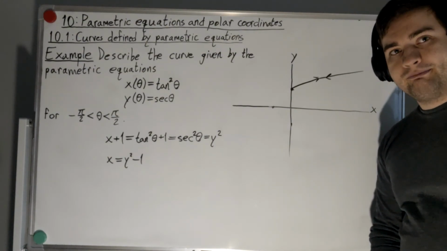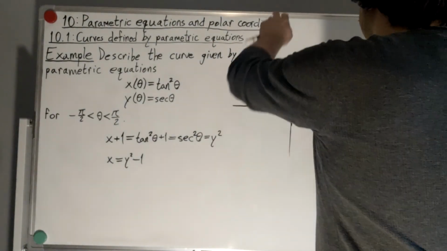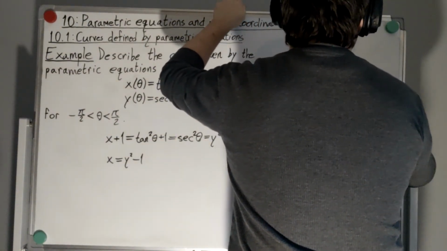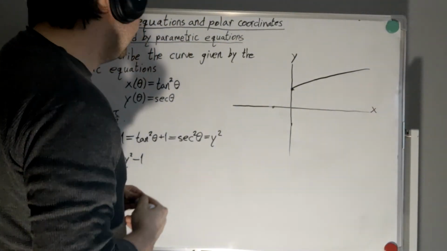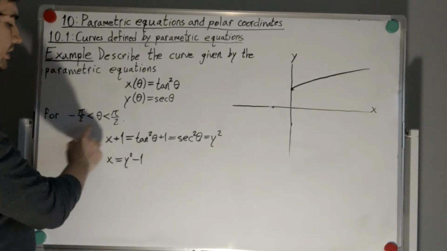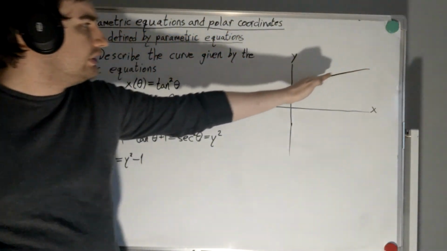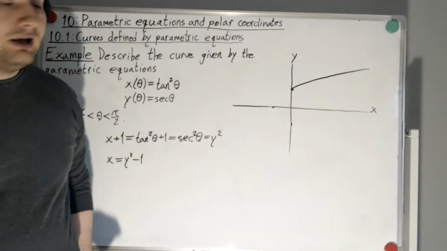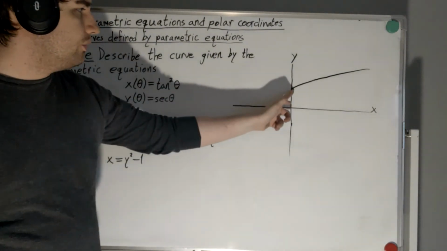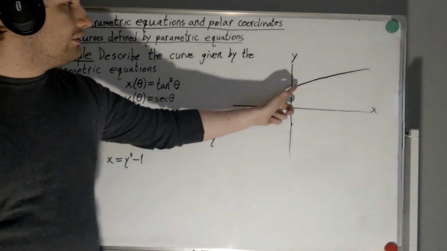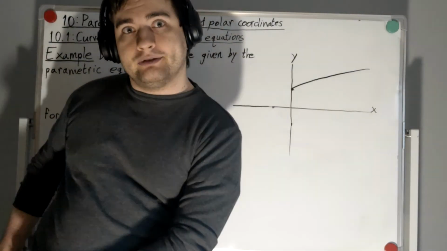Now, what's going on here is this curve is being traversed twice. You see, as theta increases from negative pi over 2 up to 0, it comes all the way from infinity down to here, hits 0. When theta is 0, it just hits the y-axis. Then from 0 to pi over 2, it bounces off the y-axis and goes back in the opposite direction.